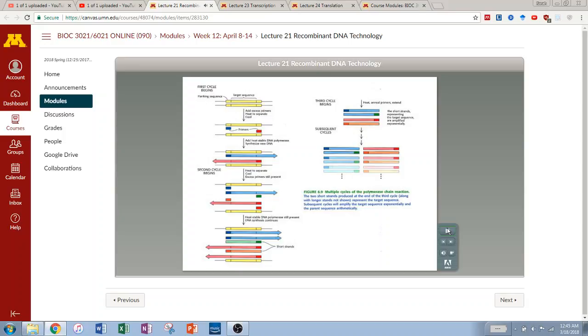In round 3, the template and newly synthesized strands are again separated from each other by a rise in temperature. The process of annealing primers and replicating DNA is repeated. You can see that the short strands are starting to predominate.